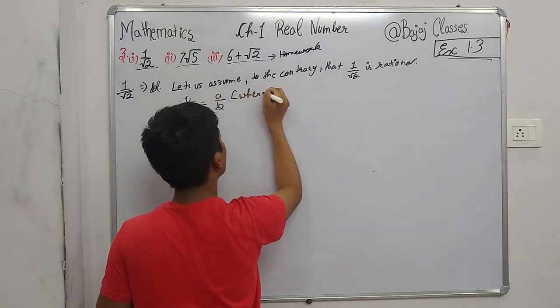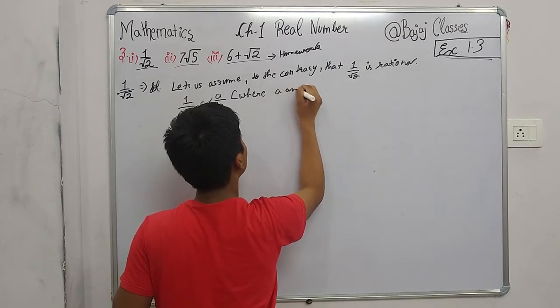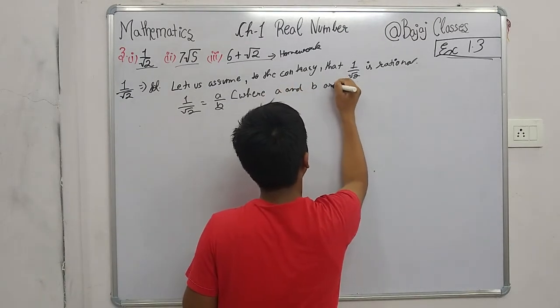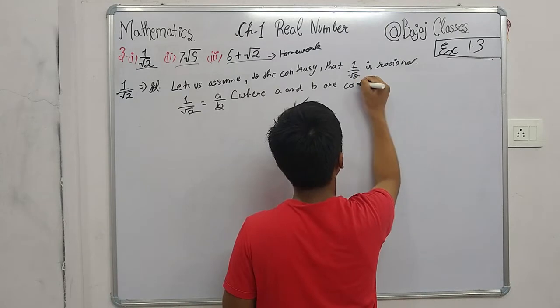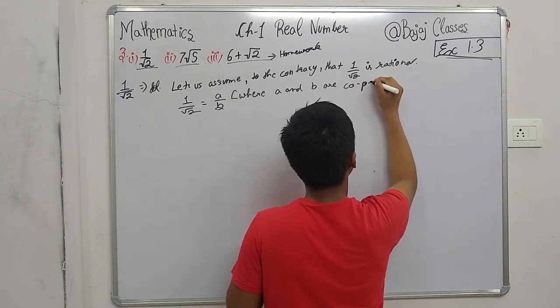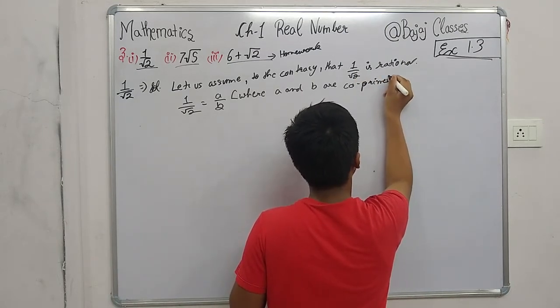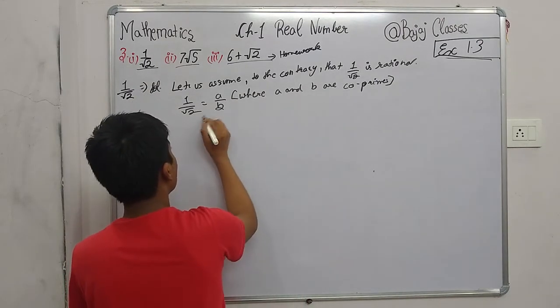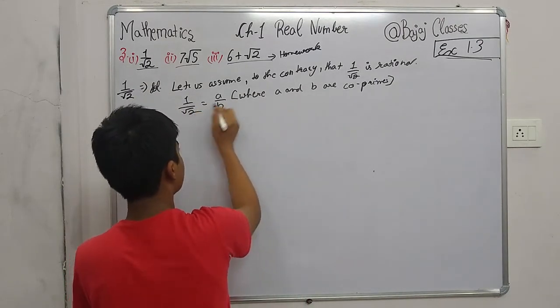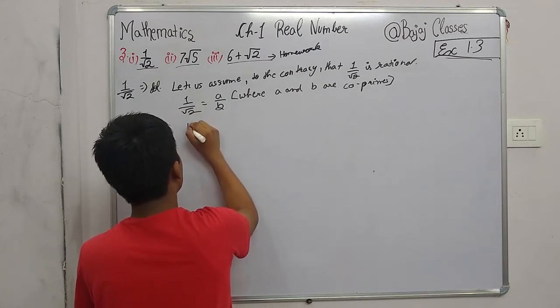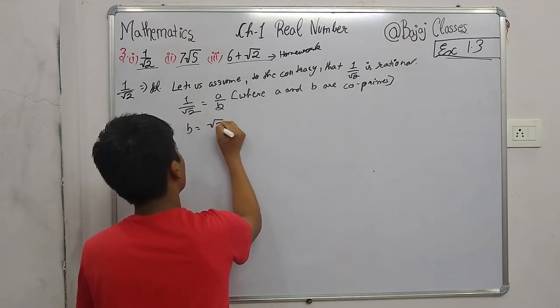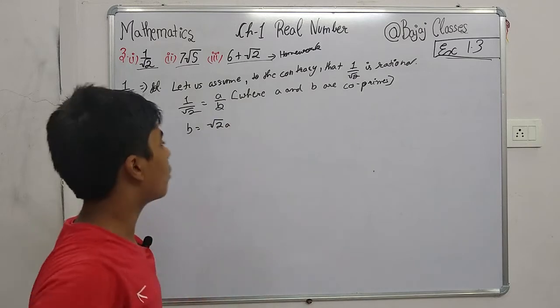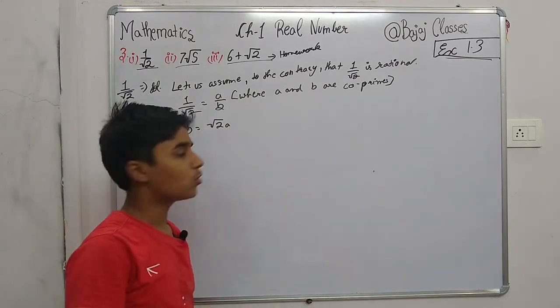where a and b are co-primes. We have taken them as co-primes, so they are also in a fraction form. A by b is in a fraction form. So now what we will do, we will take this b here and this under root 2 here. So b equals under root 2a, just like cross multiplication. So b equals under root 2a.